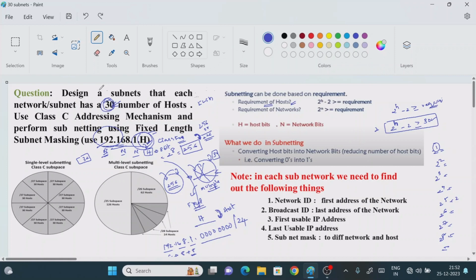If you observe, 2 power 1 is 2, then 4, 8, 16, 32. What is our requirement? It should support 30 hosts. Here we have 32, so we can happily consider a 5-bit value for the host out of the 8 bits. I am going to consider these five bits for the host values. 2 power 5 means you will get 32 addresses in each network.